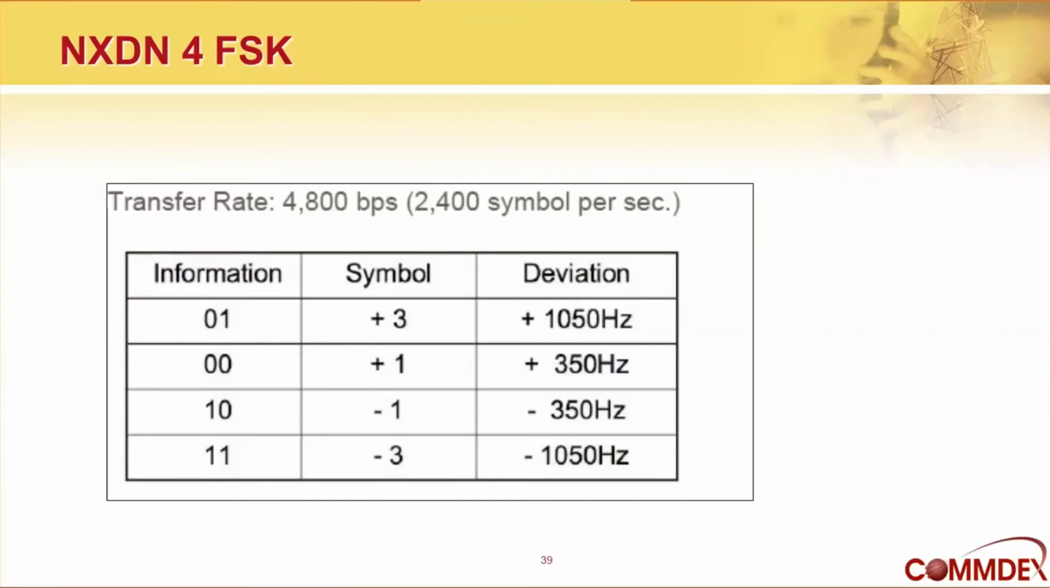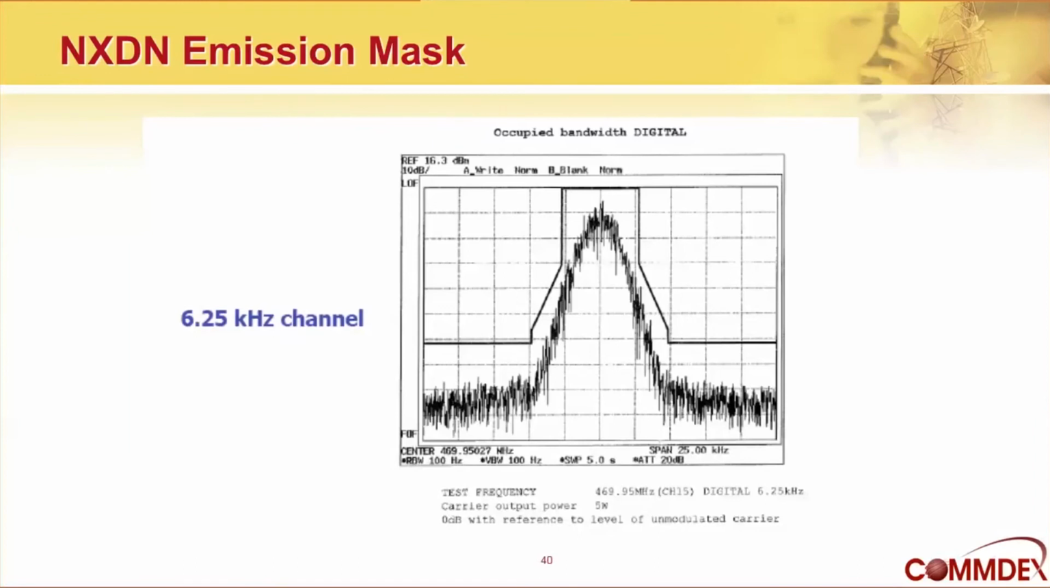There are different frequency shifts used here for their type of C4FM, but it's the same idea. Each deviation represents a symbol. And here is the second mode of operation for NXDN, which is a single 6.25 kilohertz channel, showing how it fits within the 6.25 kilohertz emission mask on a spectrum analyzer.